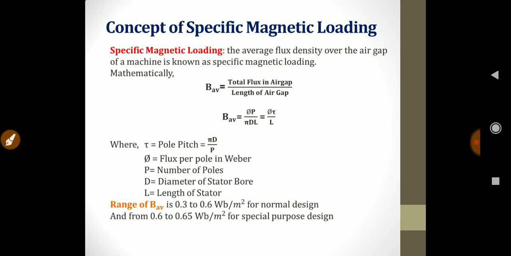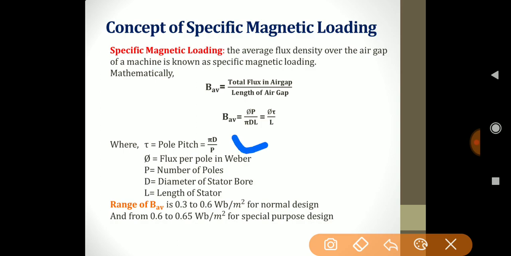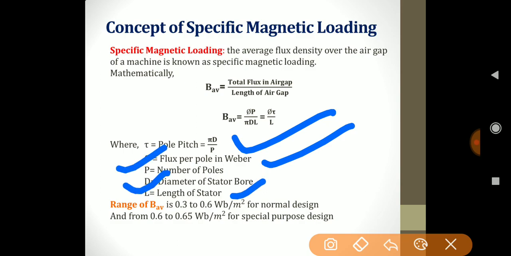Further, the terms mentioned here: tau, as I said, is the pole pitch, phi is flux per pole in Weber, P is number of poles, D is diameter of stator bore, and L is length of stator.